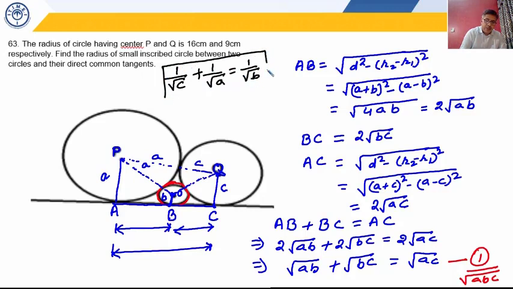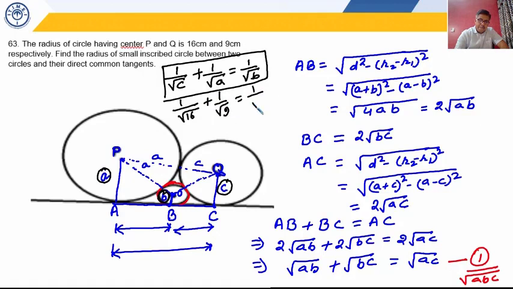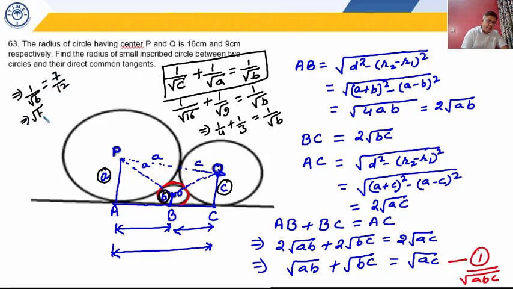You can treat this as your direct formula to deal with all such questions: 1 by under root c plus 1 by under root a is equal to 1 by under root b. The radius of the inscribed circle can be straightaway calculated by this formula: 1 by under root 16 plus 1 by under root 9 is equal to 1 by under root b. So 1 by 4 plus 1 by 3 is 1 by under root b. Alright, so 1 by under root b is equal to 7 by 12, so root b is 12 by 7. So b is 144 upon 49 centimeters, which is my answer.